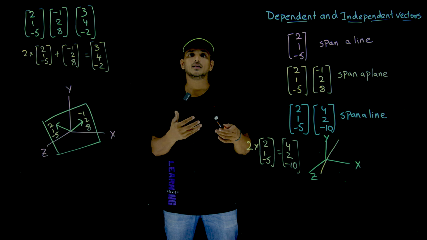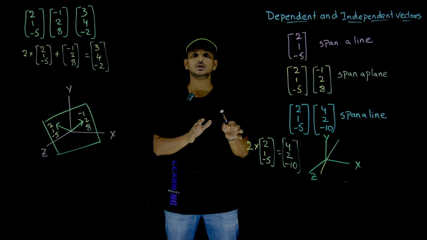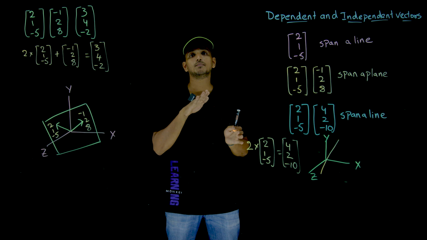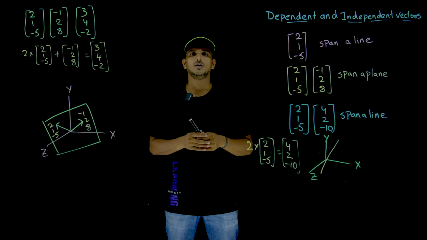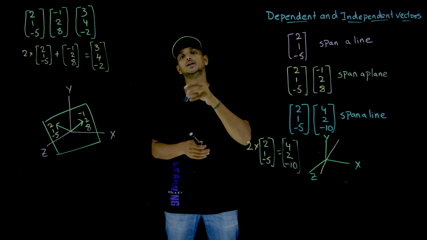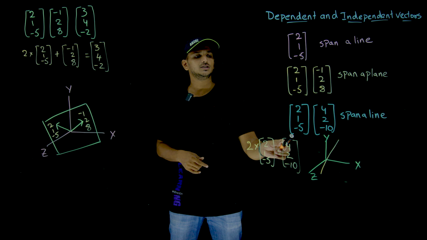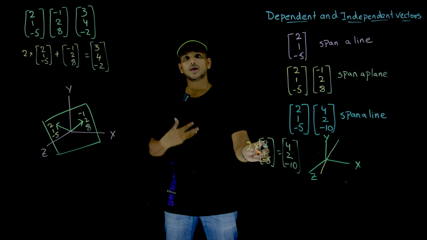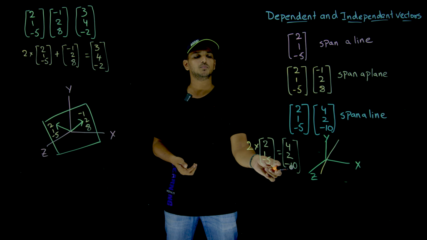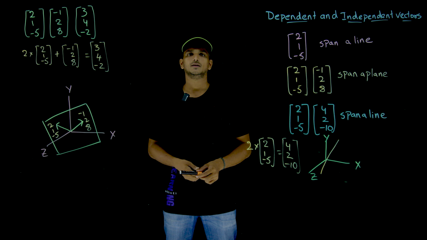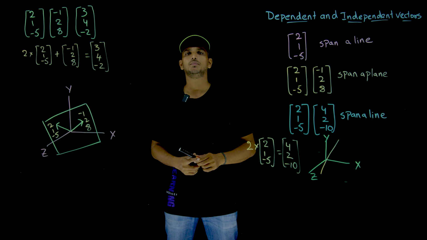If you want to span a plane in a three-dimensional coordinate system, you must have two vectors that move in two different directions. Then only we can span a plane. Why we are able to span a plane, that point we clearly explained in our previous classes. So that's why this vector 4, 2, minus 10 is dependent on this. By applying some vector operations on this vector, we are able to get this vector. Means this vector is on the same line. So this is a dependent vector and this is an independent vector.